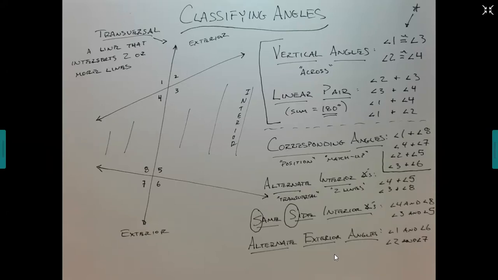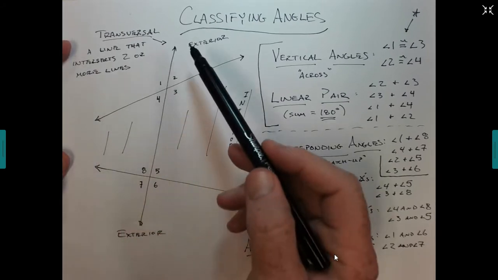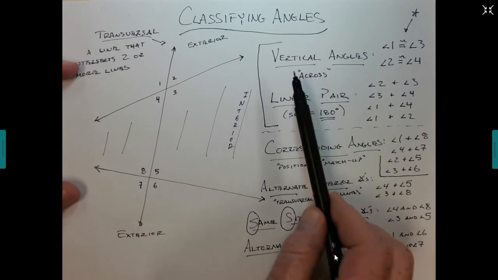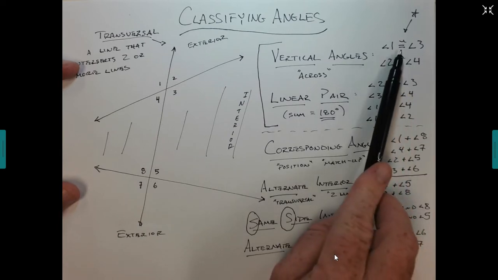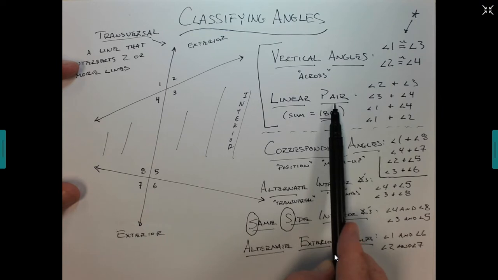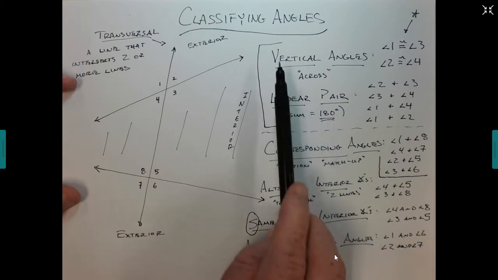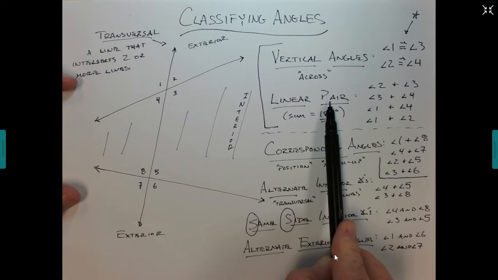All right, guys, last time we went over classifying angles. We had two lines. We had a line intersecting them called a transversal. We had vertical angles, which always are going to have a congruent relationship no matter what. We had linear pairs, and those linear pairs, no matter what, are going to have a sum that's equal to 180 degrees. This situation is constant. This is going on every time.